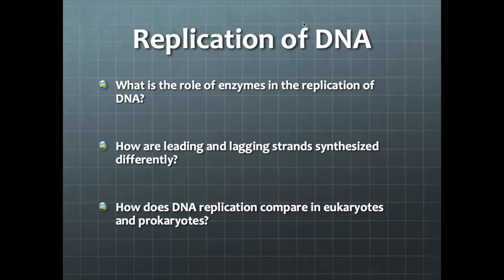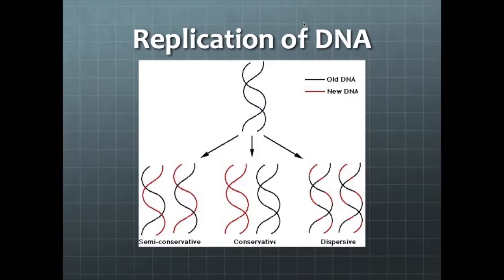Basically, an enzyme is a protein that takes a reactant of some sort and makes a product through a chemical reaction. If you remember cellular respiration and photosynthesis, there was that arrow. The enzyme is the arrow. It takes something in, it comes into this protein that fits what it's supposed to do, it changes it and makes a product that's a little bit different. And then we're going to talk about leading and lagging strands, and how DNA replication compares in eukaryotes and prokaryotes.